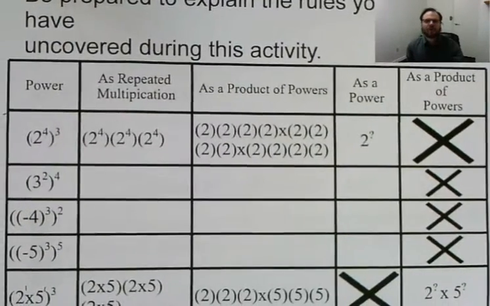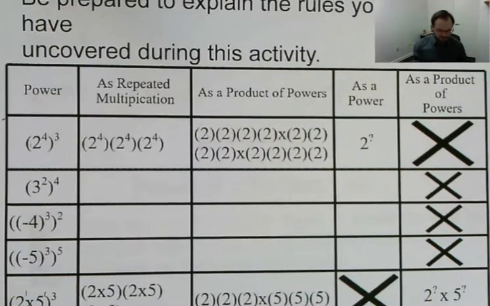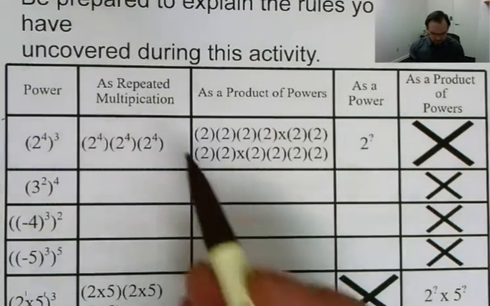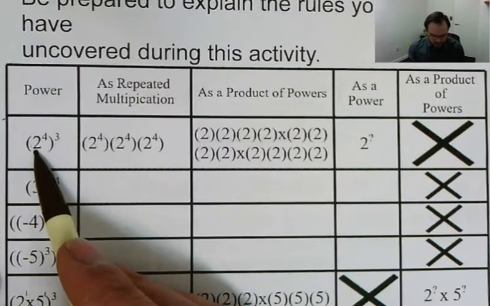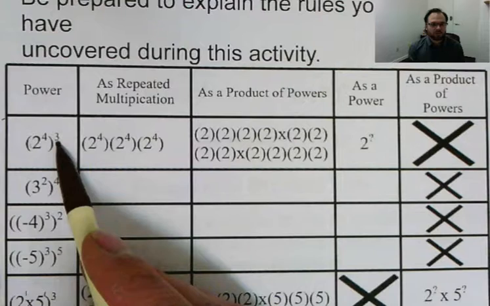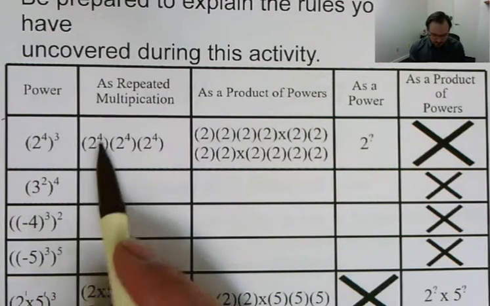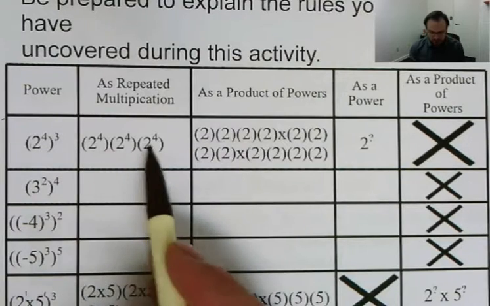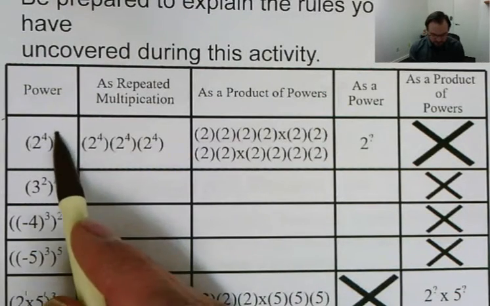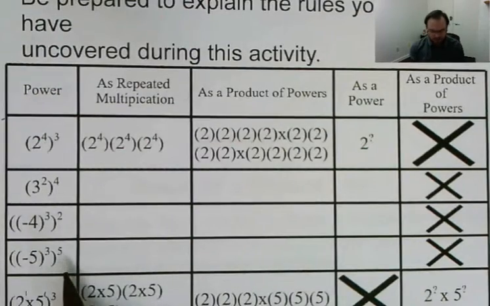So here is a little exploratory that I'm going to start off with. If you were doing this in class, you'd be doing this in partners to try and figure it out, but I'm going to do this here just by myself. So I have 2 exponent 4, all in brackets to the exponent of 3. What does this mean? We have 2 to the power of 4 multiplied by itself 3 times. That's what this 3 represents.